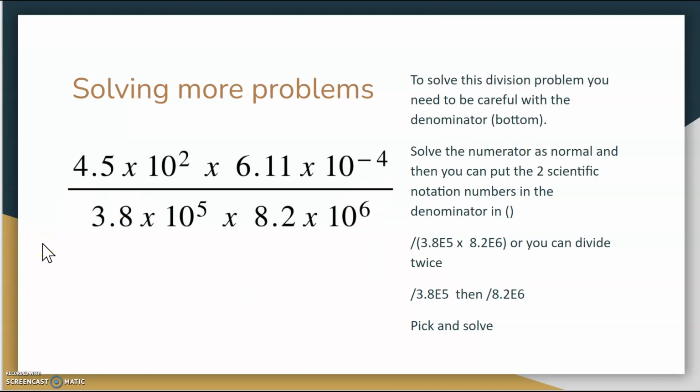So this time, if you have the EE button or you don't have the EE button, it's advisable to put this whole thing on the bottom in parentheses. So you would put 4.5 times 10 to the 2nd times 6.11 times 10 to the negative 4th divided by parentheses 3.8 E to the 5th or times 10 to the 5th times 8.2 times 10 to the 6th parentheses, and then hit enter. So do that on your calculator right now. It's very important that you can get the right answer.